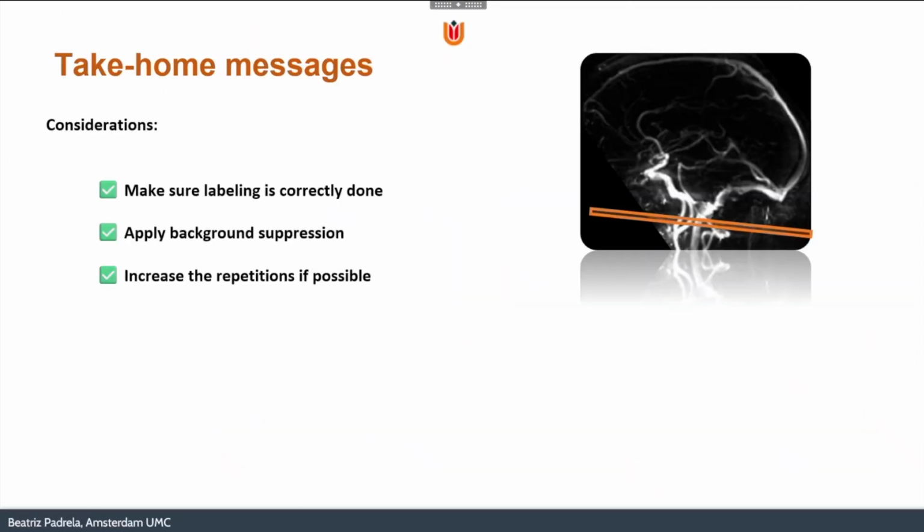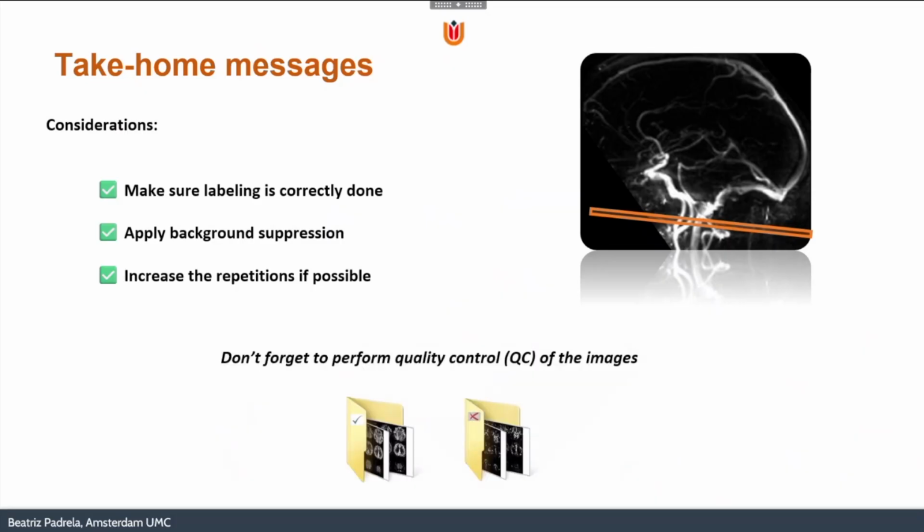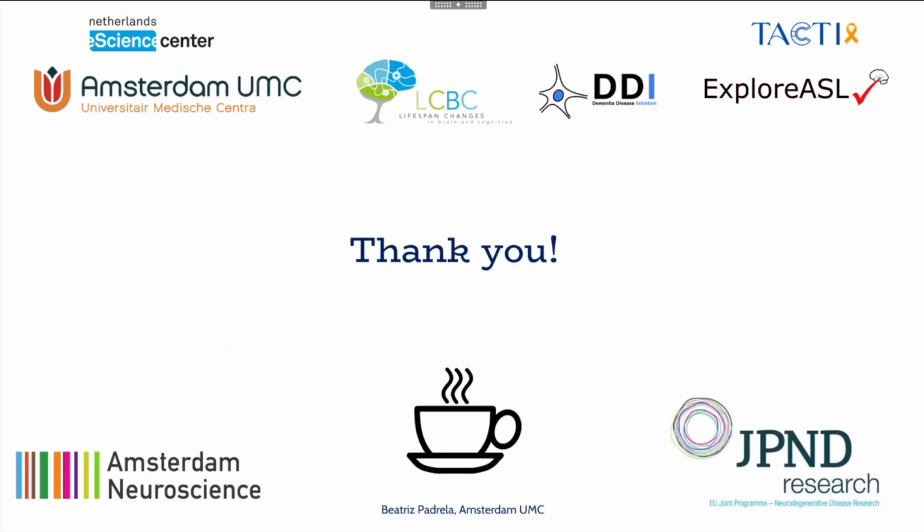So some take-home messages for you. Make sure your labeling is correctly done. Apply background suppression to have better quality and better tissue to blood contrast, and increase the repetitions if possible. And don't forget to perform quality control of your images. ExploreASL. Thank you very much.